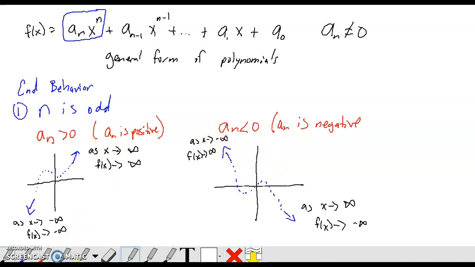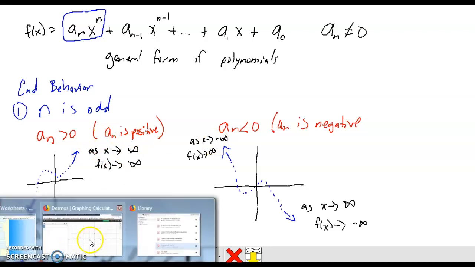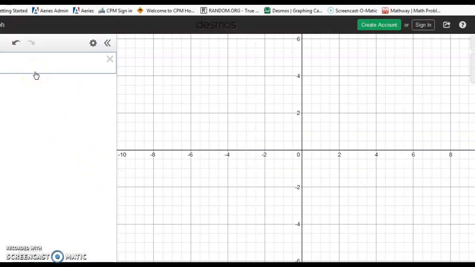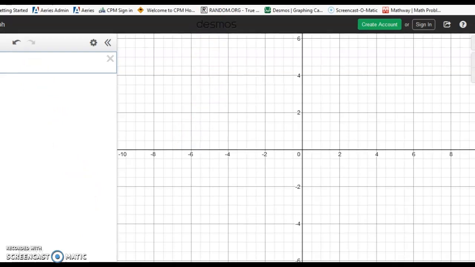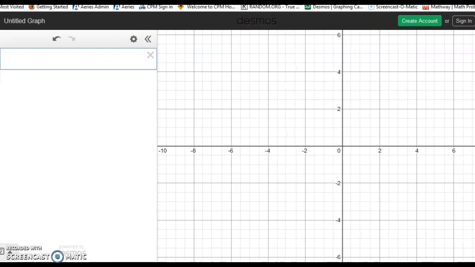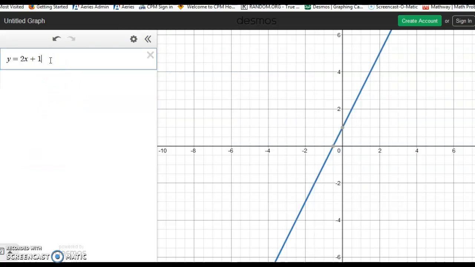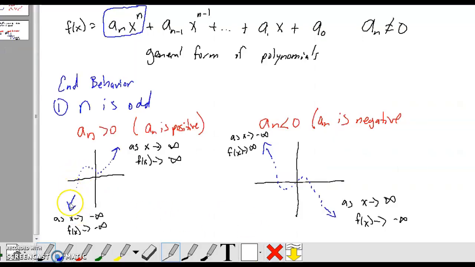And we can see this for any odd behaviors. So the easiest equation that we can think of, right, is a line. So let me move this over so we can see our line. So y is equal to 2x plus 1. So again, notice that our highest degree is a power of 1. Notice that our a value, our coefficient, is positive. And again, our end behavior is positive up here and it's negative down here. Again, kind of focus on what this looks like.